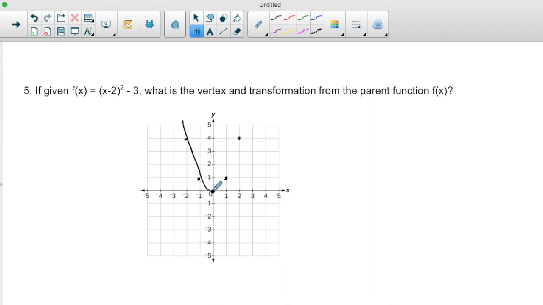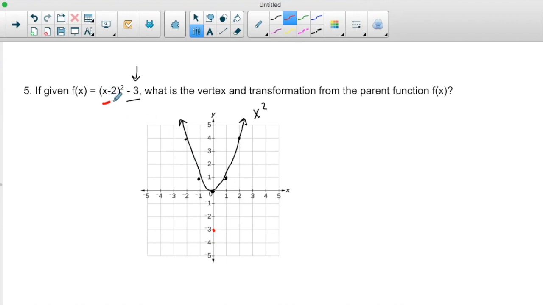So this is when f of x equals x squared. This is x squared. That's your parent function, okay? But here it's telling us a couple of things. First of all, if I look here, that -3 means that it was a vertical shift down 3 units. So from the parent function, from the vertex, I'm going to move down 3 units. 1, 2, 3. So we're right here.